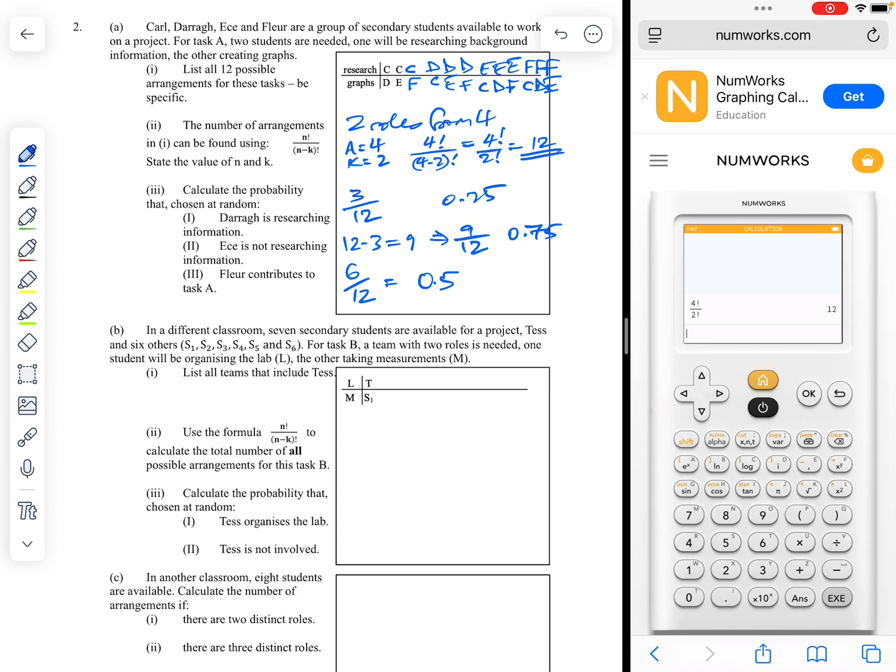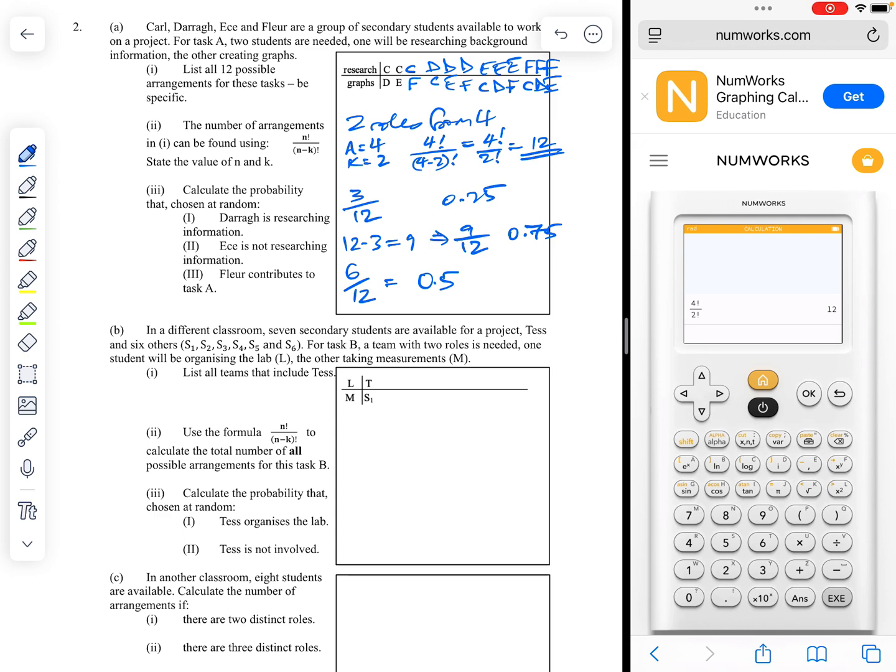B. In a different classroom, 7 secondary students are available for a project. Tess and 6 others, which we're going to call student 1, 2, 3, 4, 5 and 6. For task B, a team with 2 roles is needed. One student organises the lab, the other takes measurements. List all the teams that include Tess.